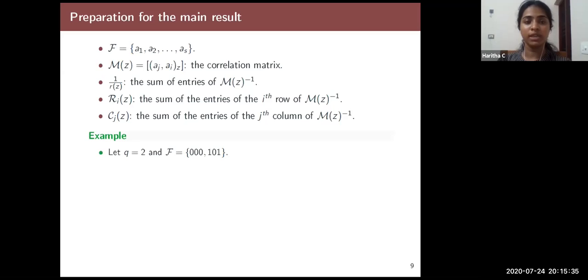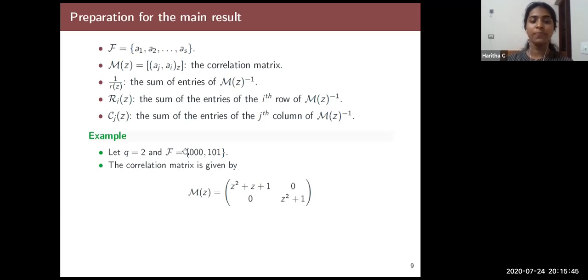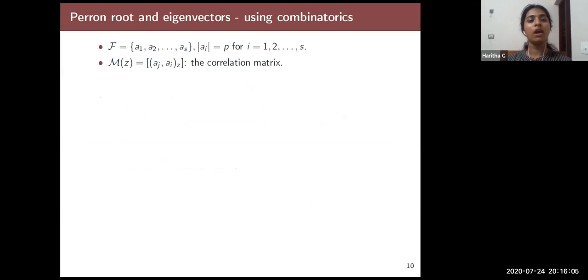We'll see what these quantities are for the example that we already talked about. So we have alphabet size 2 and the forbidden collection given by 000 and 101. Then the correlation matrix is this, where you can see the first entry is the correlation of 000 with itself, and the other quantities are these rational functions. So all these quantities will always be rational. That is one thing. Then let's see how we can get the Perron root and eigenvectors in terms of the correlation.